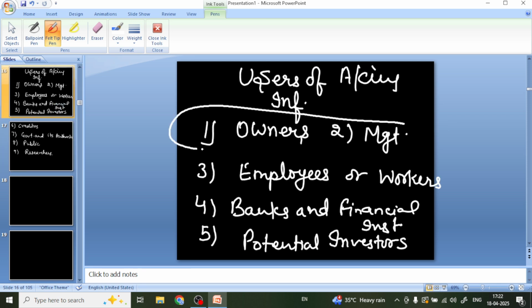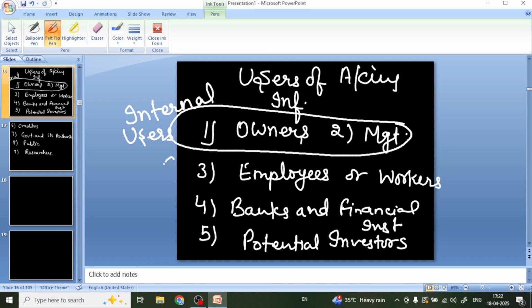First two are internal users. Others are external users. First is owners. Who is owners? Owners are those persons who invest capital, who contribute capital in the business, and who bear the maximum risk and get maximum reward. That is known as owner.